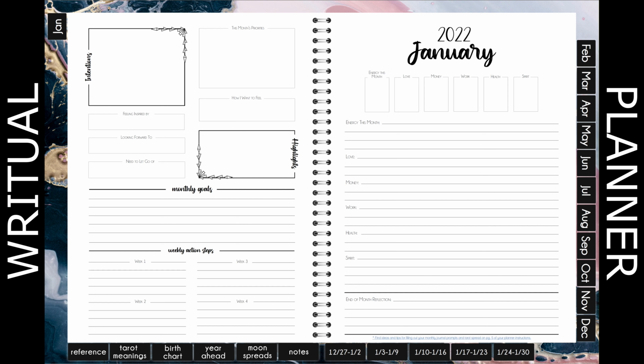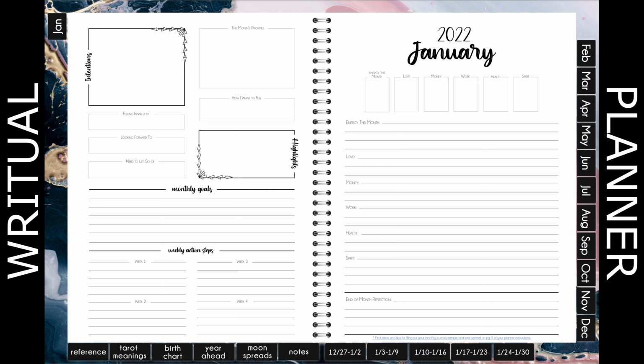Then the next page each month is this one. On the left-hand side, you just have some journal prompts that you can use. Put down your intentions, your priorities, how you're wanting to feel this month, inspirations, what you're looking forward to. And then you can come back at the end of the month and just jot down any highlights for the month that you want to remember. There's also space to write down your monthly goals and then break those down further into weekly action steps that you can take to accomplish those goals.